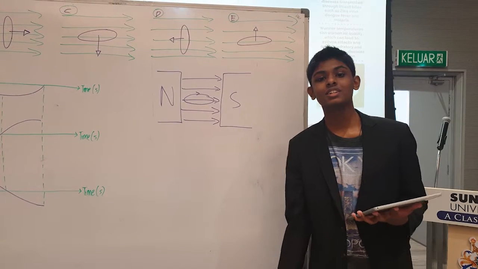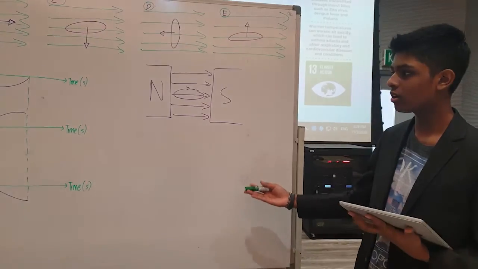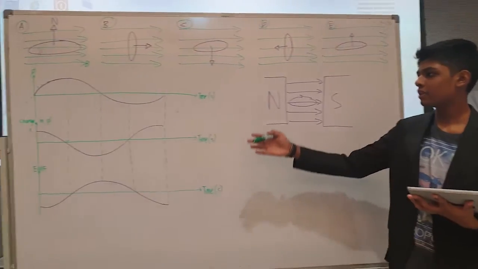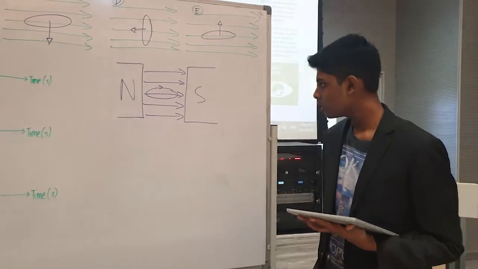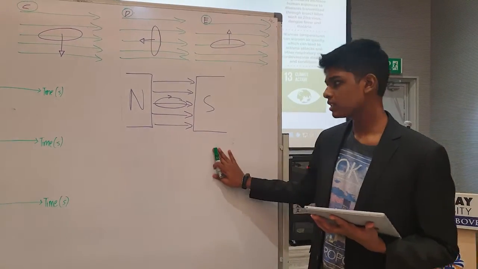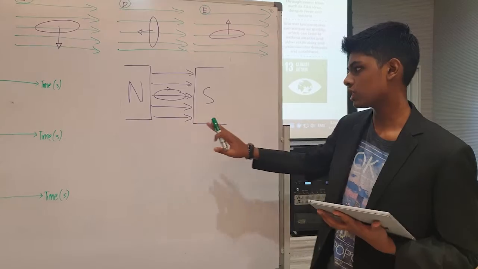Good morning, guys. Today I'll be giving you a better explanation of how Faraday's law and Lenz's law apply to the flux over time graph and the EMF over time graph. So here I have two permanent magnets. The magnetic field is moving across from the north pole to the south pole.